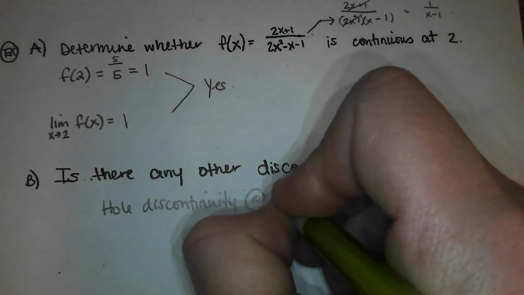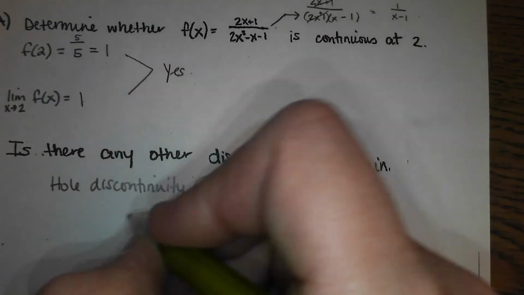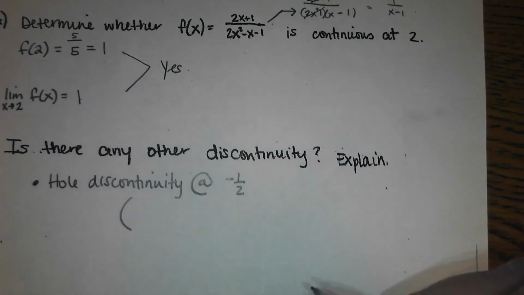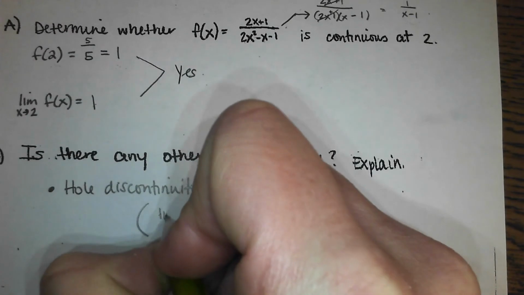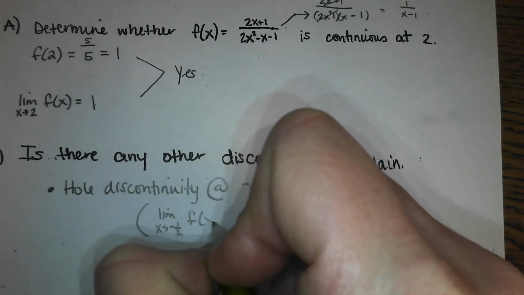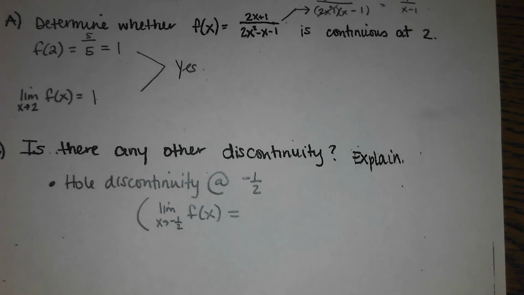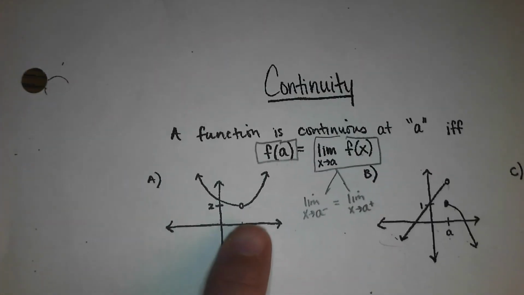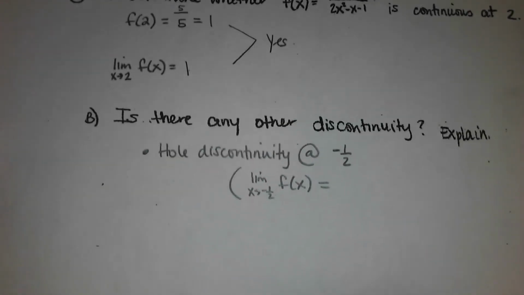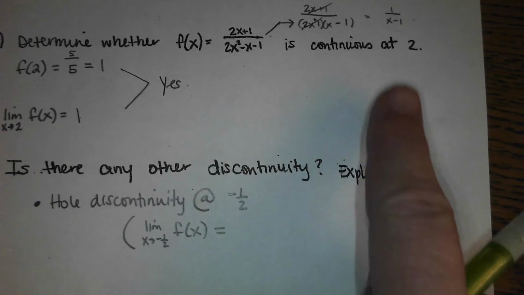At negative 1/2. Now, being more specific about that whole discontinuity, the limit will exist. The limit as we approach negative 1/2. What will that be? When you're dealing with a hole, like this image, the limit exists, but the function value does not. What is the limit as we approach negative 1/2 on this function, Olivia?